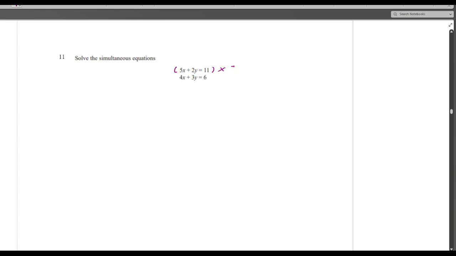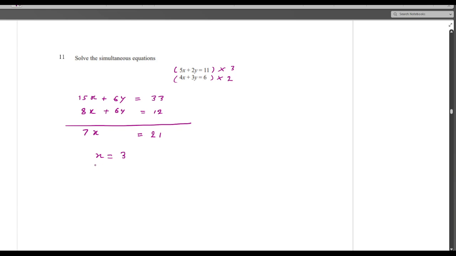So I multiply the first equation by 3 and the second equation by 2, and my y coefficients will become the same. The first equation becomes 5 times 3, 15x, plus 2 times 3, 6y, equals 11 times 3, 33. The second equation becomes 4 times 2, 8x, plus 3 times 2, 6y, equals 6 times 2, 12. Now when I subtract, 15 minus 8 gives 7x, the 6y cancels, and 33 minus 12 is 21. So x equals 21 divided by 7, which is 3.